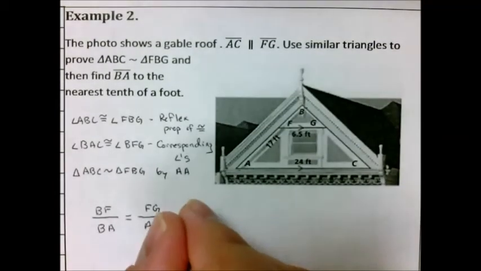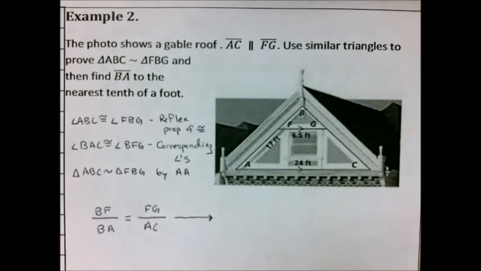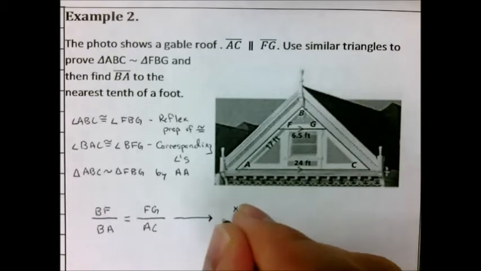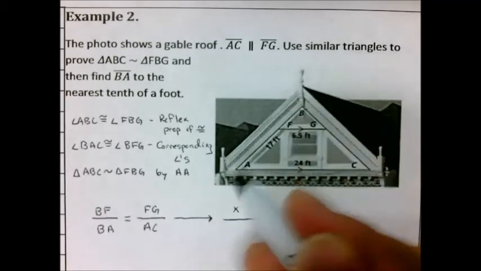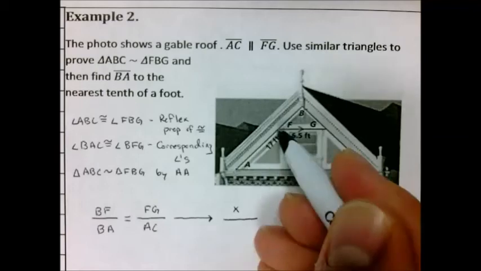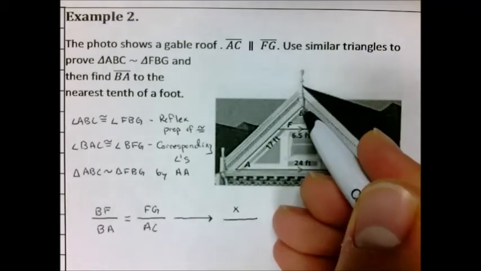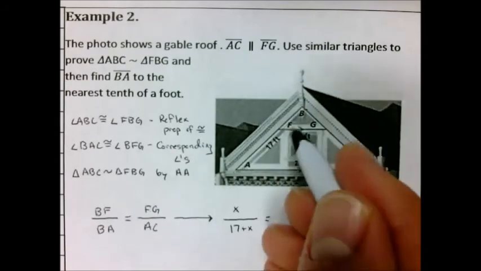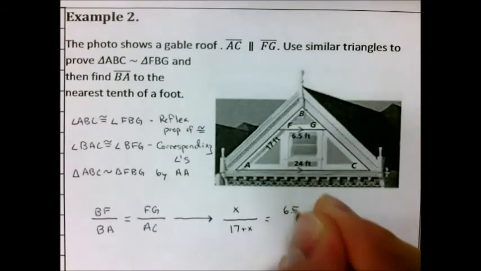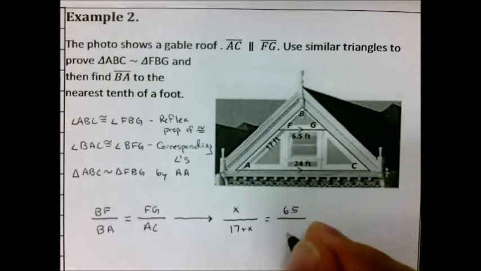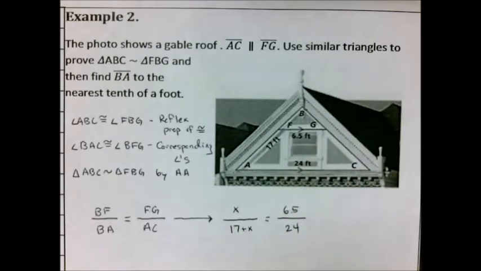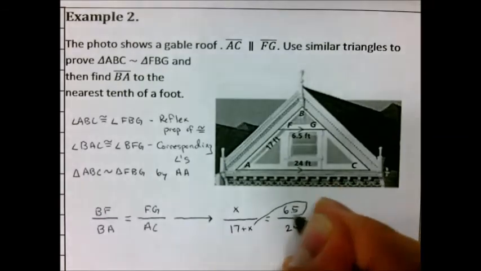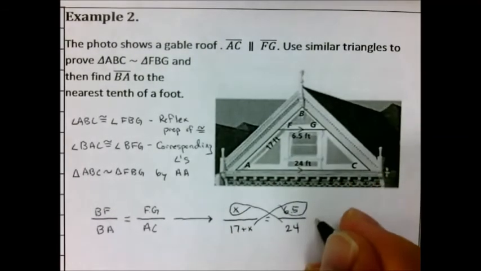Okay, so let's plug in some information here. We don't know what BF is, so let's call that X. We don't know what BA is, except that we do know that A to F is 17 feet, and we already identified BF to be X feet, so BA is 17 plus X. Set that equal to FG, which is 6.5 feet, over AC, which is 24 feet. Now it's just using our golf club rule again. We're going to build our golf clubs, multiply, and set those equal to each other.